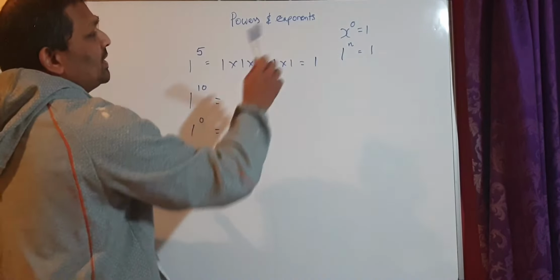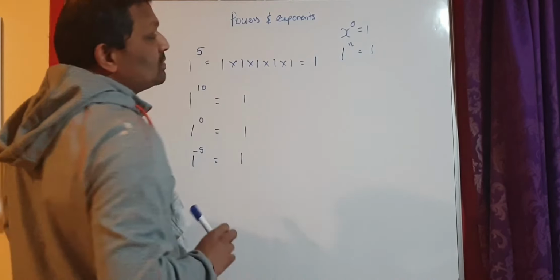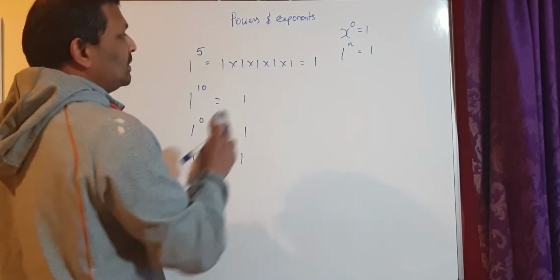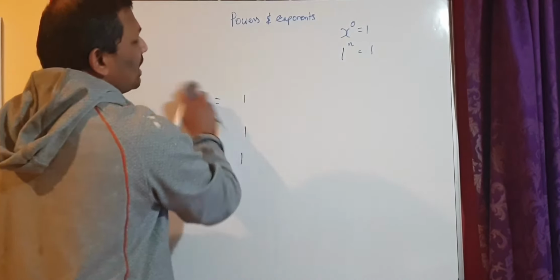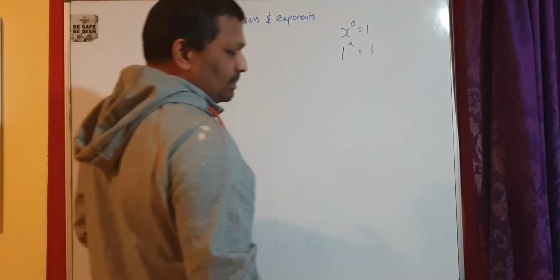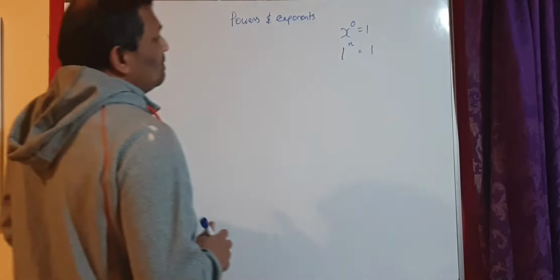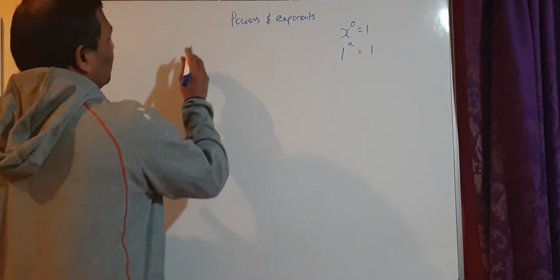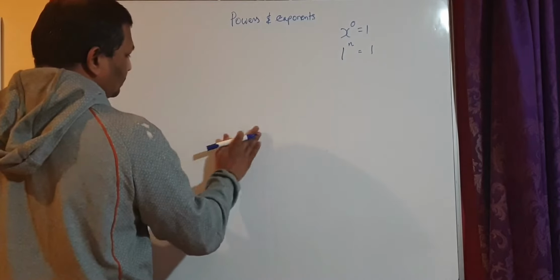So there are two identities that we learned. One is x to the power of 0 is 1, and 1 to the power of n is 1. This is how to evaluate numbers that have different bases and different powers.